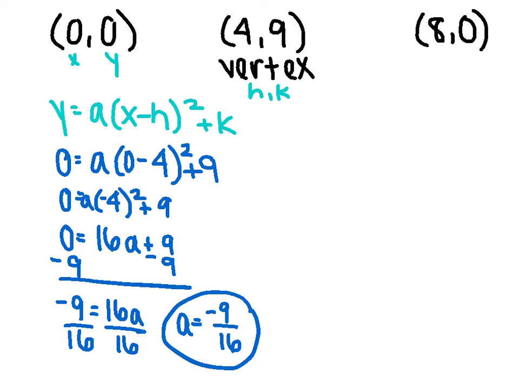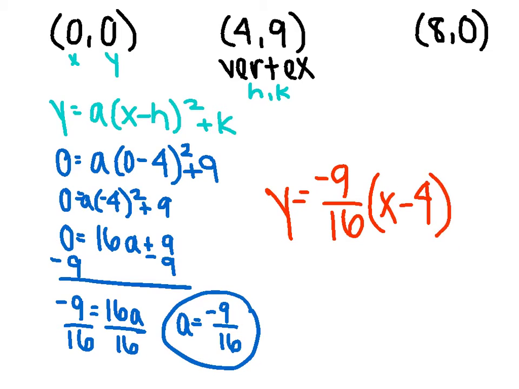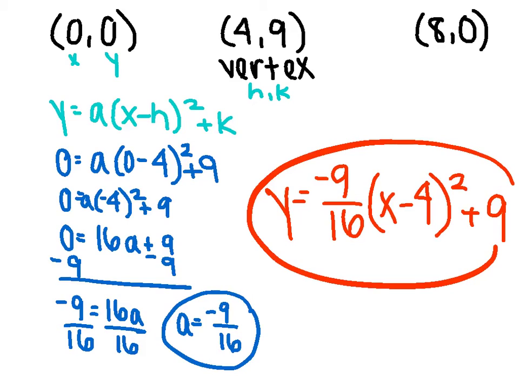So now that I have my a value, I can go ahead and write this in vertex form. Y equals a times x minus h, quantity squared, plus k. So there is your vertex form of that parabola. Remember, any x and y value that you would choose on that parabola would satisfy this equation. Okay, so when you're going to vertex form, you need to find your a value and then plug it back in.